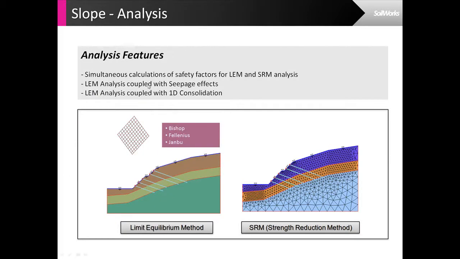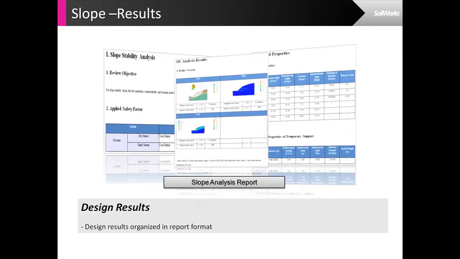We can perform multiple types of analysis, such as the LEM and SRM, limit equilibrium method and strength reduction method. This is an example of the report that is generated by the software. Later on, I'm gonna show you in the demonstration how easy the software is and how detailed the reports are.